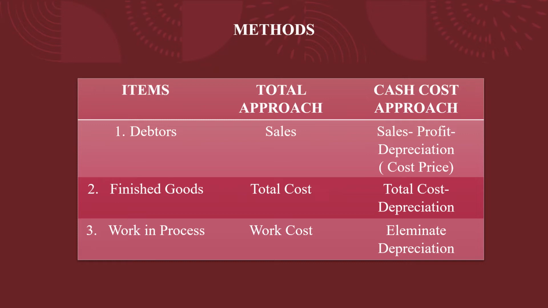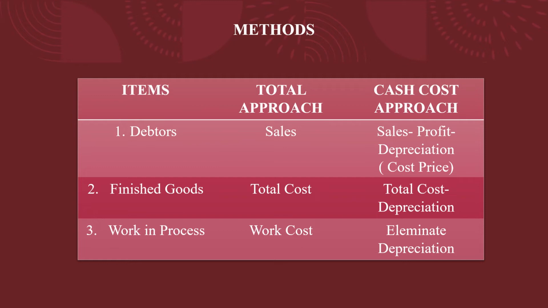But if it is specifically given in the question that you have to follow the total approach or you have to follow the cash cost approach, then you have to follow the rules. But if there's nothing given in the question, then you can go with any of the methods.